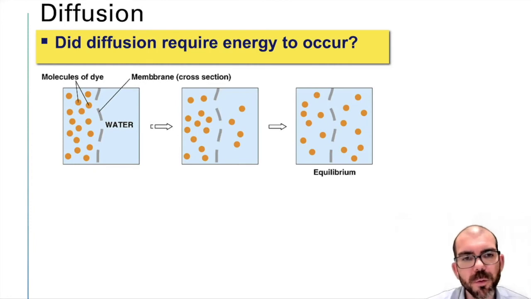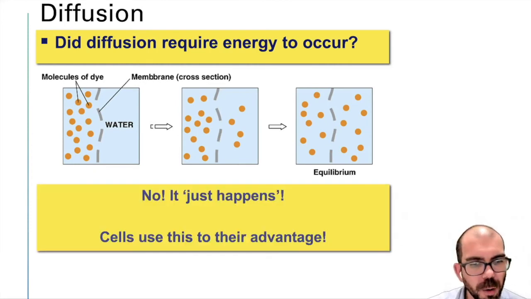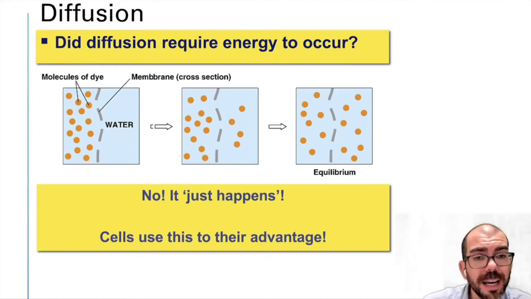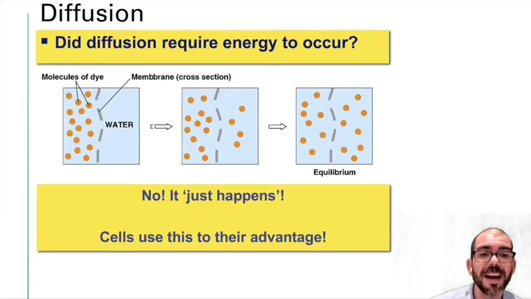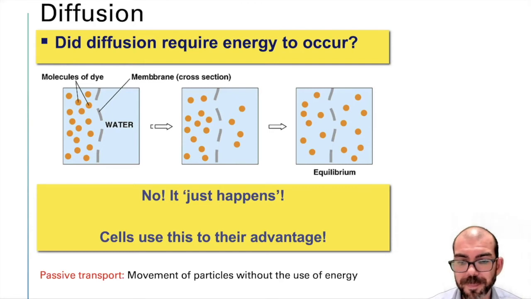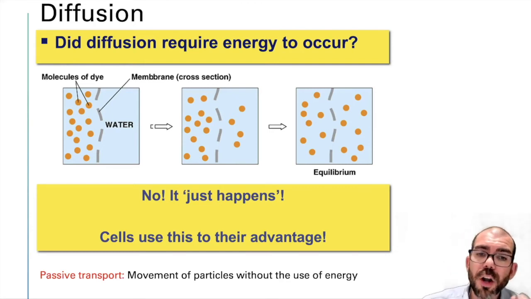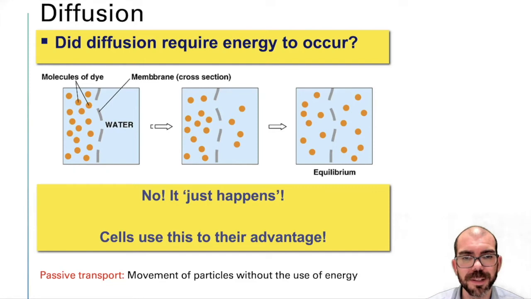When this diffusion occurred, was any energy required? No. This just happened because of the second law of thermodynamics. All living systems are constantly needing energy, constantly don't want to expend more energy than they can obtain. So for movement like diffusion to occur for free, this is something that living systems have evolved to take advantage of because there's a huge energy benefit in not having to spend any energy to get particles to move. This type of transport with no energy required is frequently referred to as passive transport because no energy is being expended. It just occurs passively.